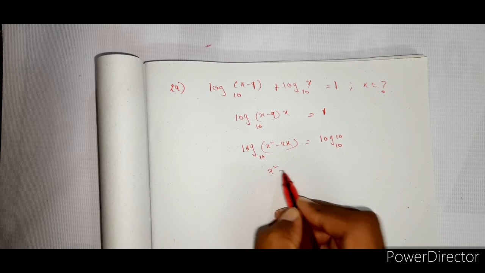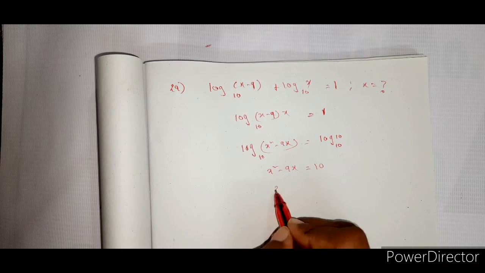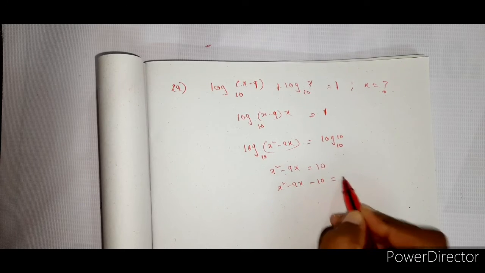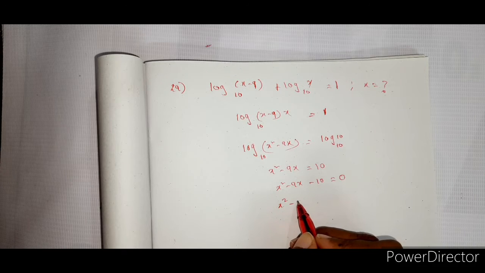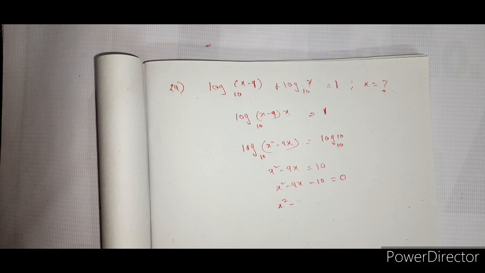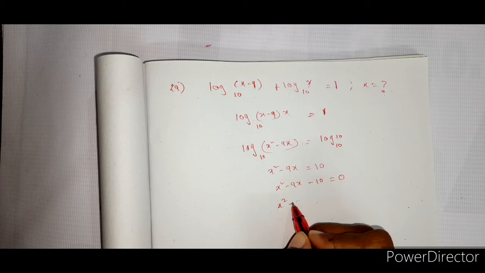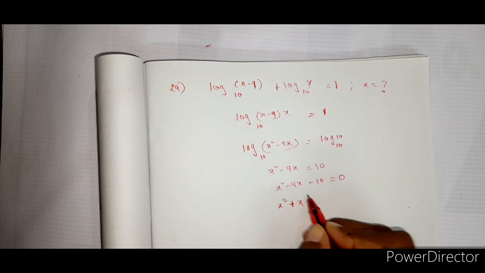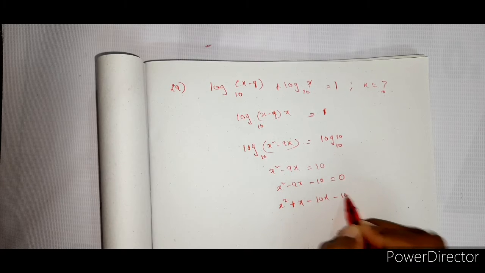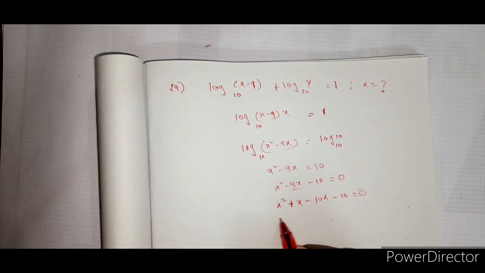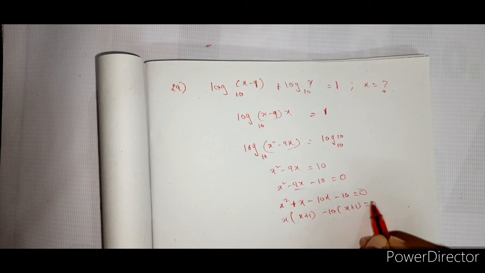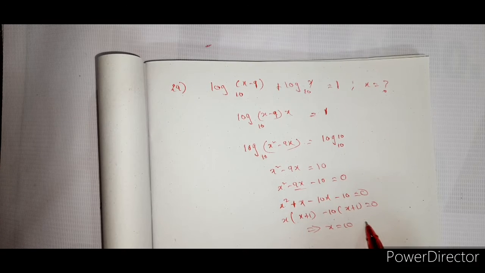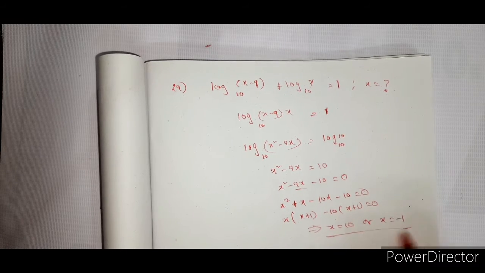Removing log on both sides, you can say x square minus 9x is equal to 10, or x square minus 9x minus 10 is equal to 0. Got the quadratic equation, is it not? So x square plus x minus 10x minus 10 is a middle term splitting. So x plus 1 minus 10, if I take x plus 1 common, is equal to 0. Implies x is equal to 10 or x is equal to minus 1.